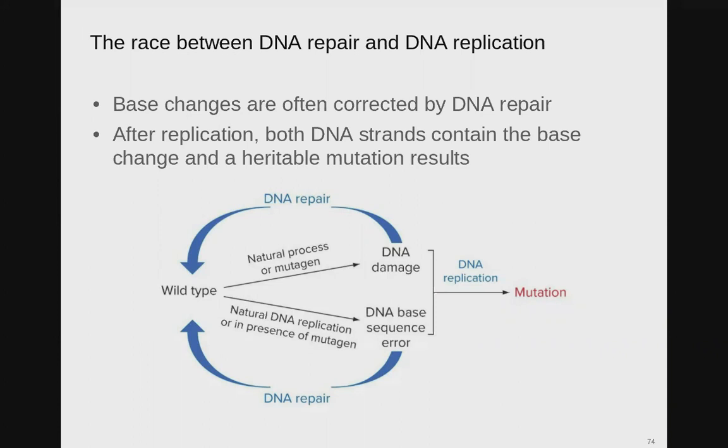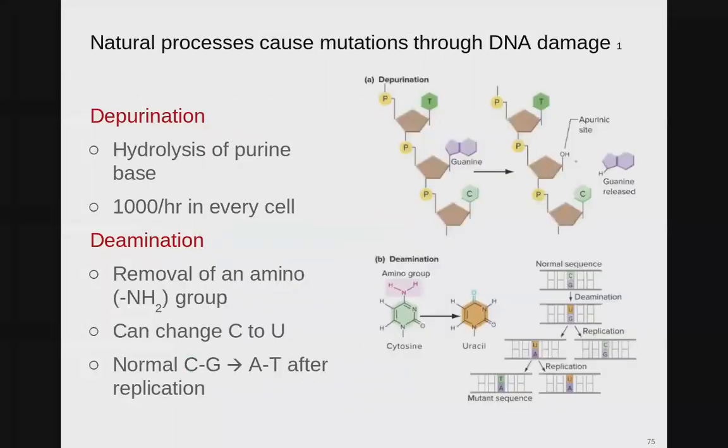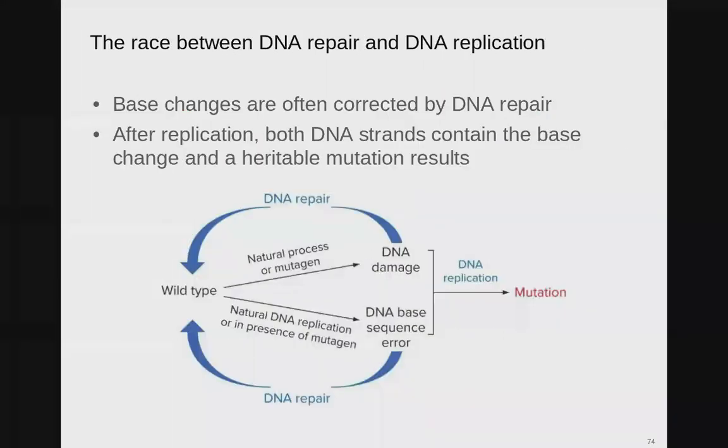However, after replication, both DNA strands contain the base change and are inheritable results. So if I have a change that's not picked up by a DNA mismatch repair system, well, then I can have essentially that being passed on to the next generation. So it is a balance between the two. Your mismatch repair systems are great, but they don't catch everything, which is how we can have 80 mutations relative to our parents. So it is a balance between DNA repair and mutations that occur.